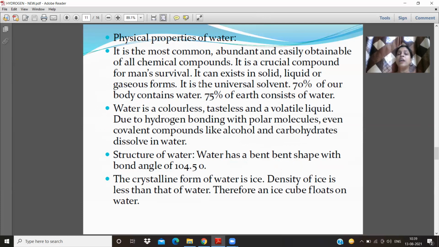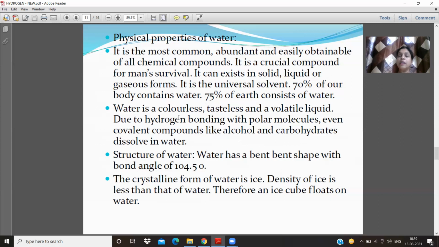Even you must be aware that 70% of our body is made up of water, as well as 75% of earth also consists of water. Water जो होता है basically it is a colorless, tasteless and a volatile liquid होता है, and due to hydrogen bonding, बेटा H2O है ना, तो H2O में bond जो होता है covalent के साथ hydrogen bond होता है, and due to which it comes under the category of polar molecule. Even very highly covalent compounds like alcohol है, carbohydrate है, they easily dissolve in water.